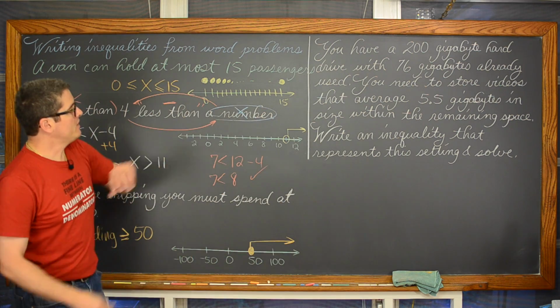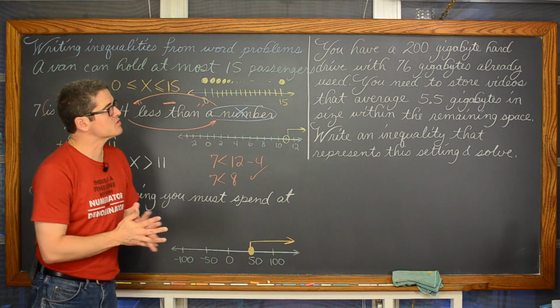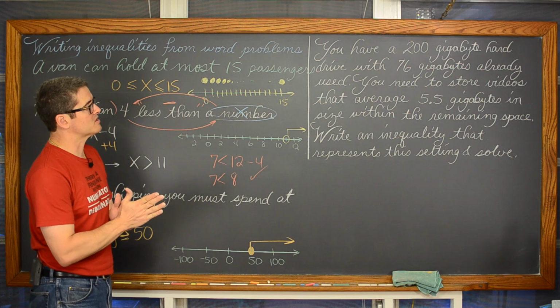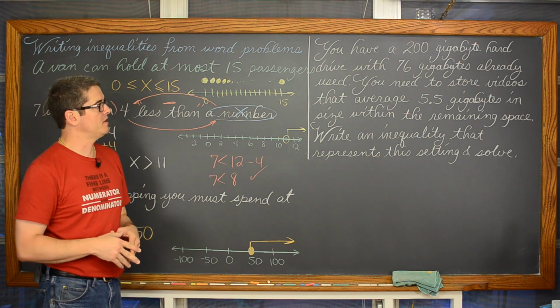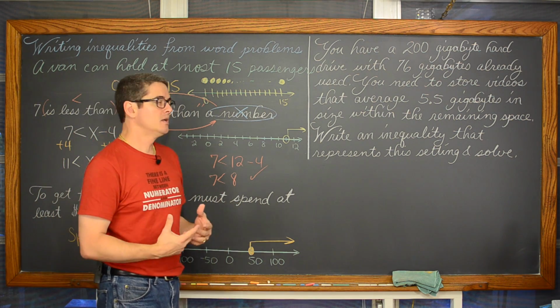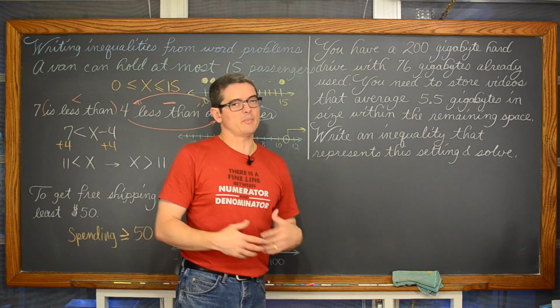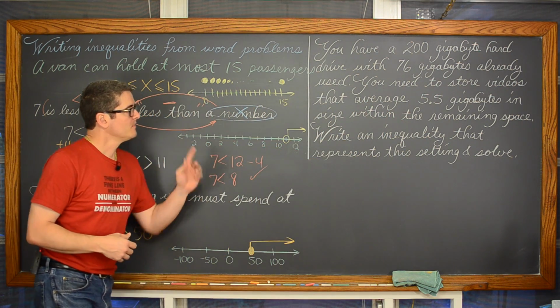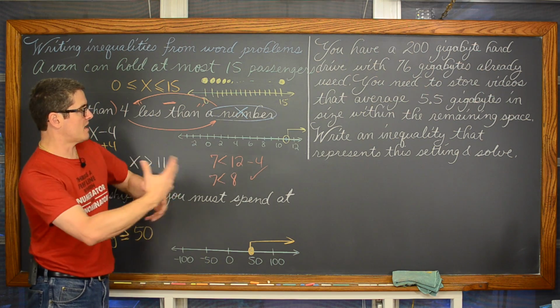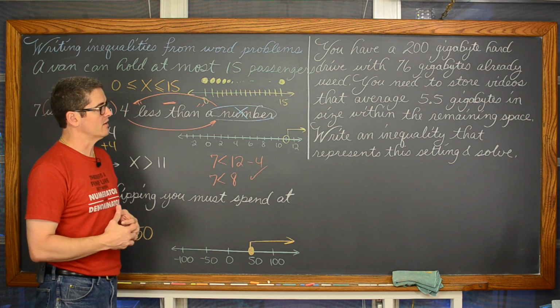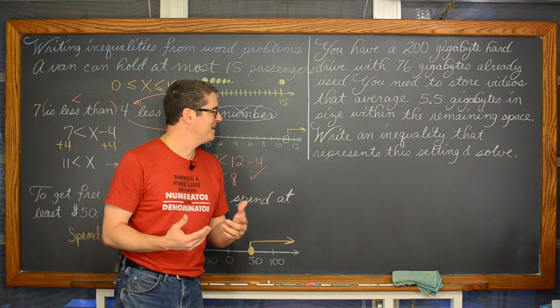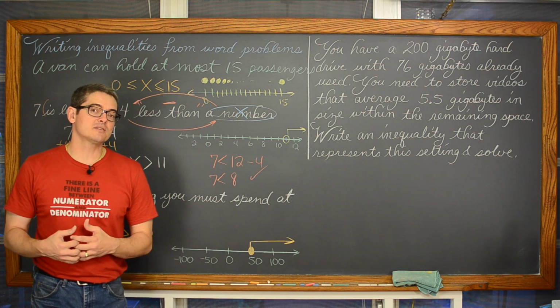Excellent. Moving on, you have a 200 gigabyte hard drive with 76 gigabytes already used. You need to store videos on that average a size of 5.5 gigabytes, or we usually just say gigs, in size within the remaining space of your hard drive. Write an inequality that represents this and solve it.